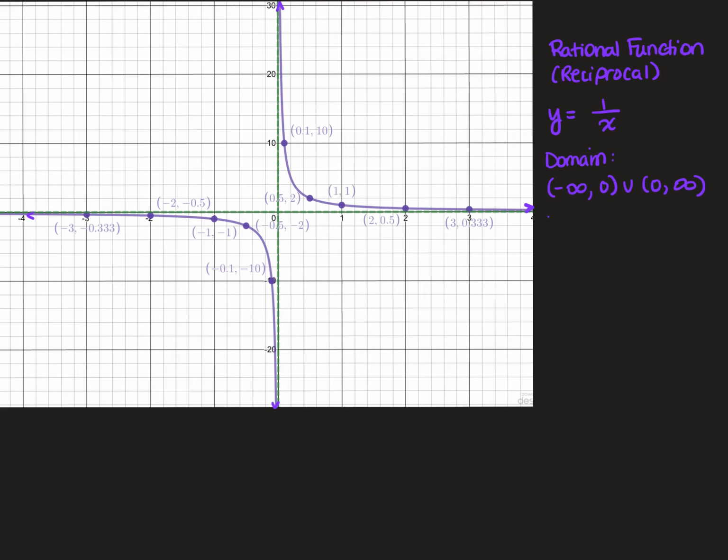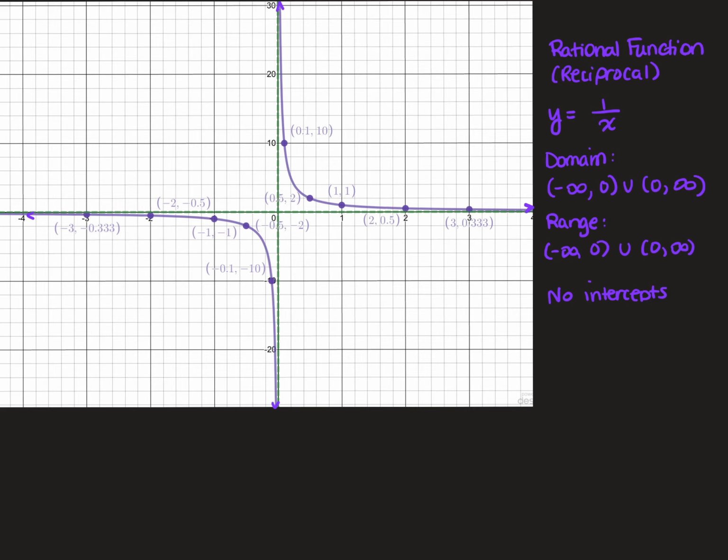Our range is going to be written exactly the same way because, once again, the y value that we can't use is 0. There's an asymptote at 0 for y, so it's negative infinity to 0 and 0 to infinity. As far as x and y intercepts go, there aren't going to be any because we have those asymptotes that are along the x and y axis.